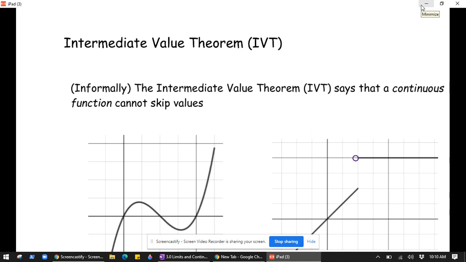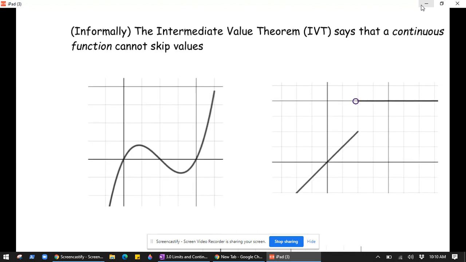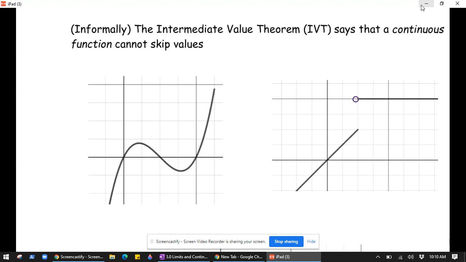All right, in this video, we're going to look at the intermediate value theorem. And the intermediate value theorem informally says that a continuous function cannot skip values. So let's just start with that intuitive graphical understanding.